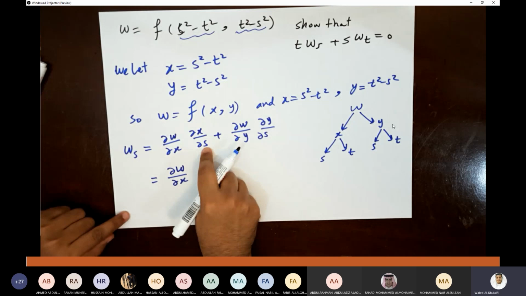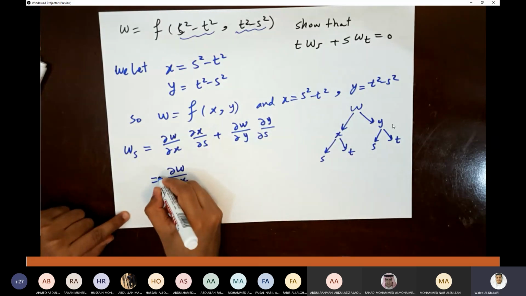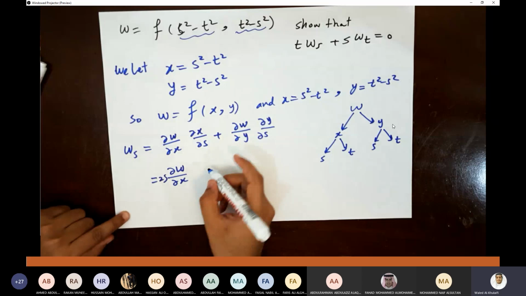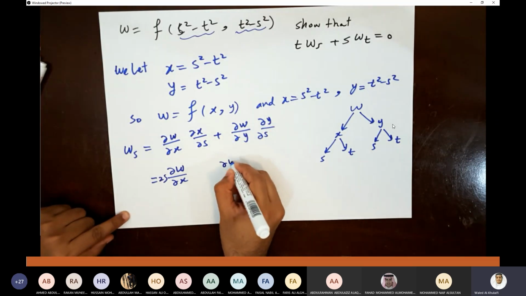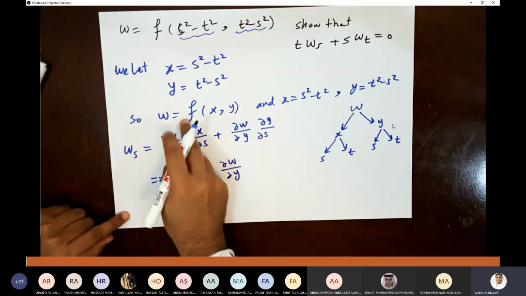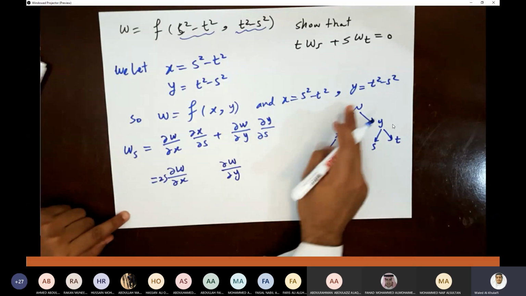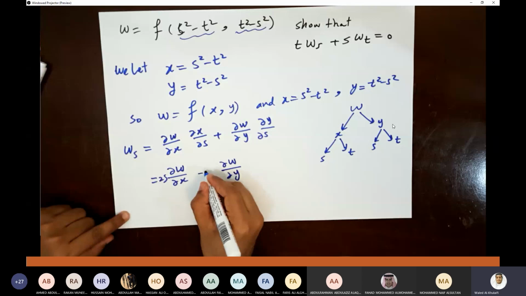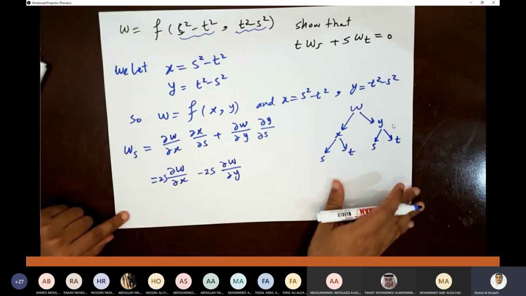What is partial x by partial s, guys? 2s. We have here 2s. Now, the same thing, guys. Partial w by partial y, I don't know who it is because they didn't give me that part. And this partial w by partial s is minus 2s. Okay? Minus 2s. This is for the ws.